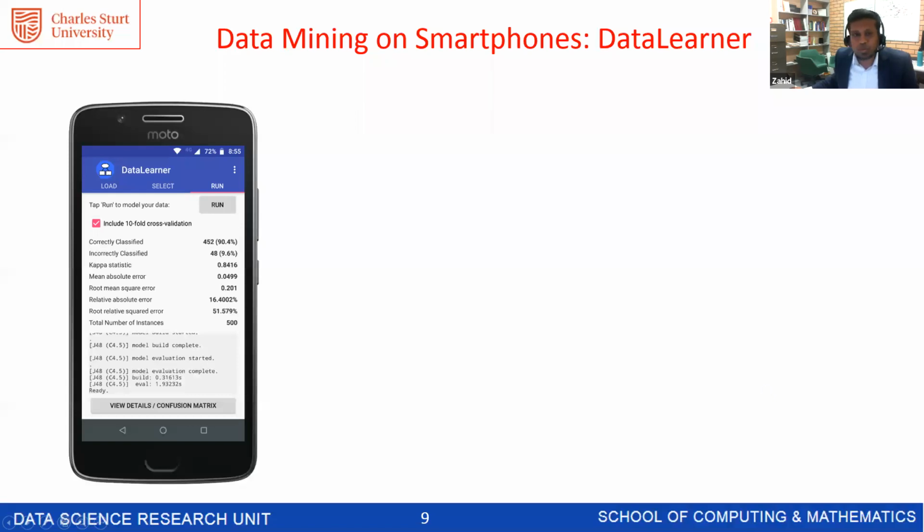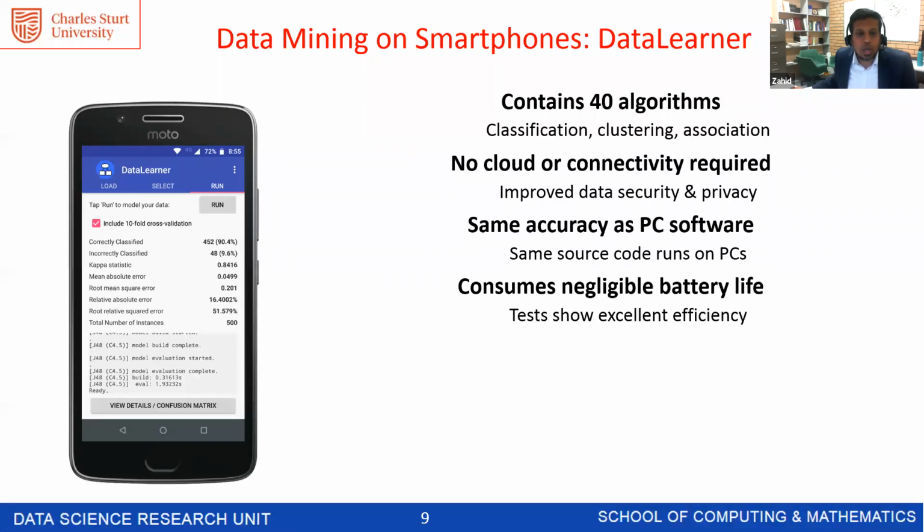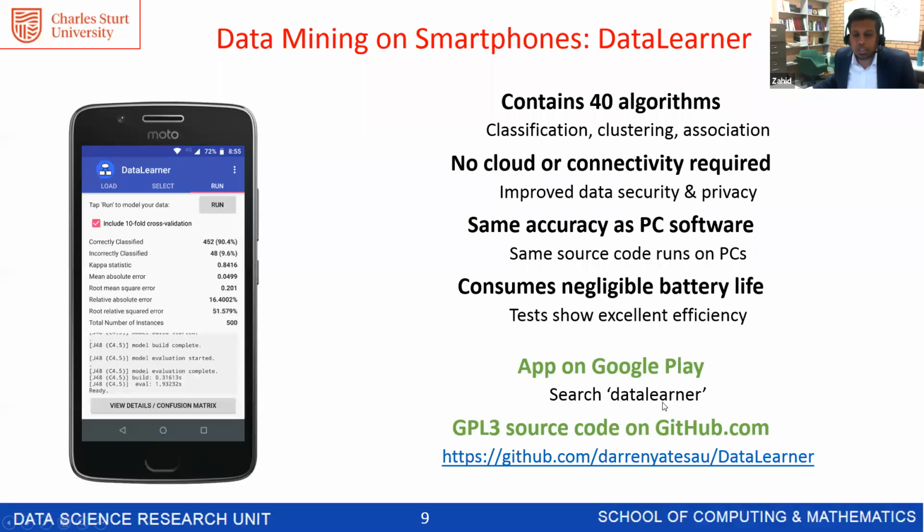It is freely available for downloading from Google Play. Just search for Data Learner, and the source code is also freely available from GitHub. Here is the link for that. So we have implemented around 40 different algorithms in Data Learner. So you can choose an algorithm.